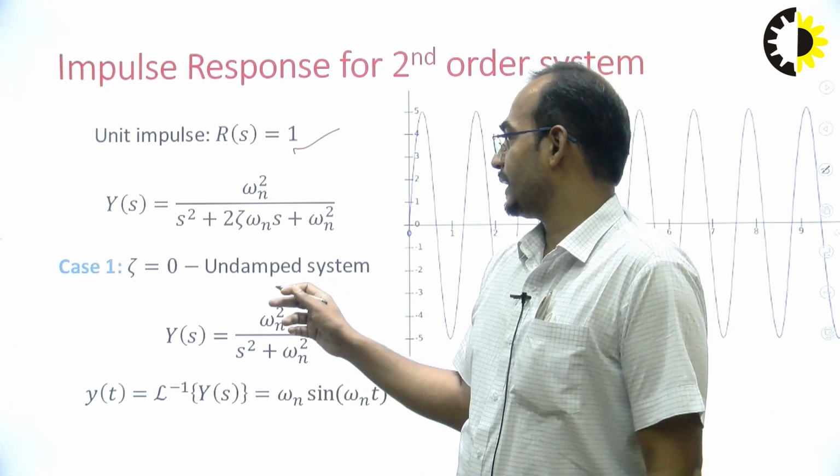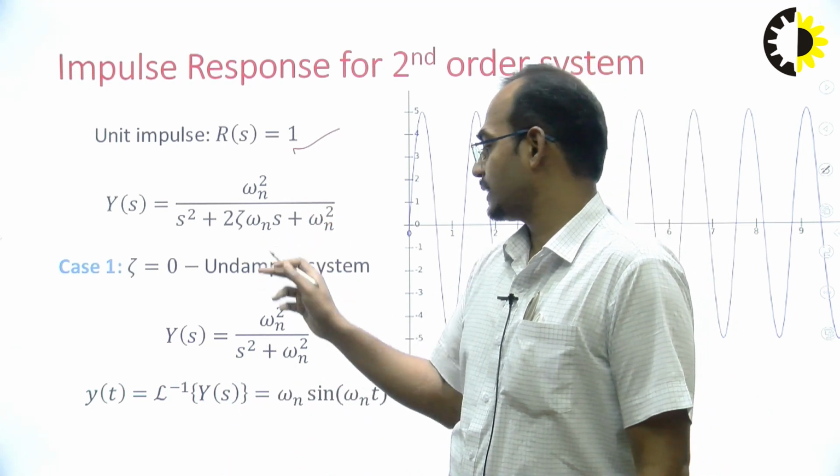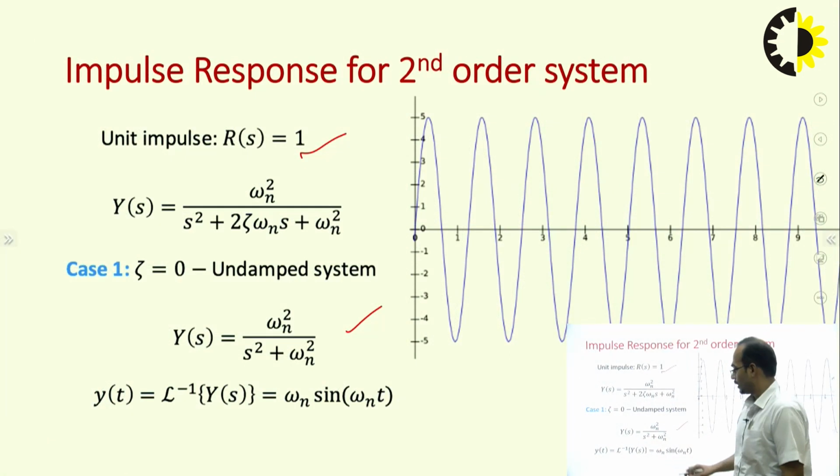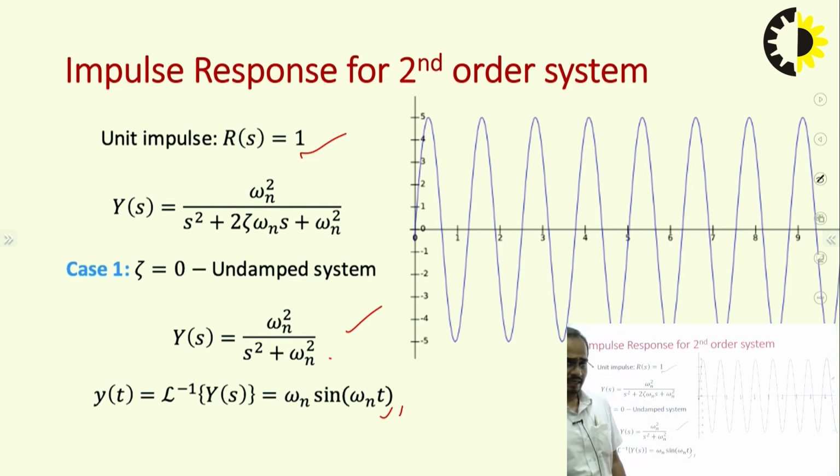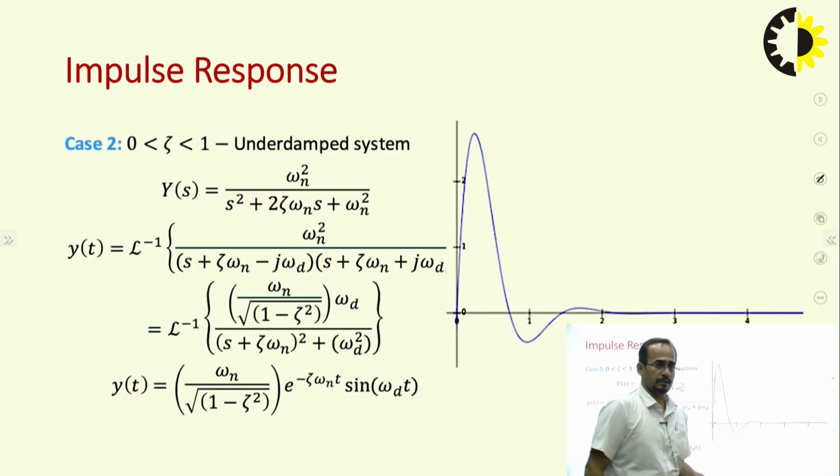If zeta is equal to 0, then what will happen? Ys is omega n square upon s square plus omega n square. So, which type of system will we get? Yt will be equal to omega n sin omega n t. So, Yt is a sine wave, which is an oscillatory function.